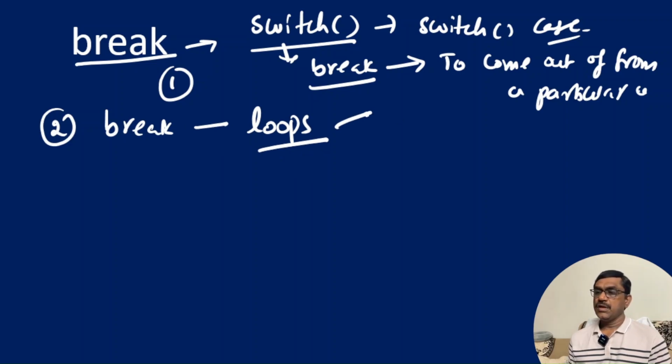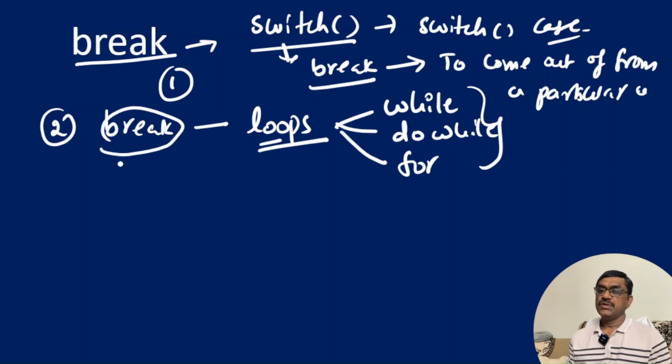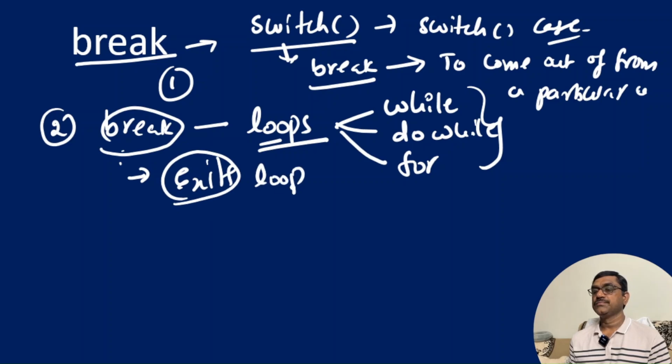And the second usage is that we can use the break statement in loops. Any loop it can be, we will discuss the loops soon. It may be a while loop or do while, or it may be the for loop. We can also use it in nested loops. When we use the break statement in loops, it simply exits or terminates the loop. To exit from a loop, we use the break statement.